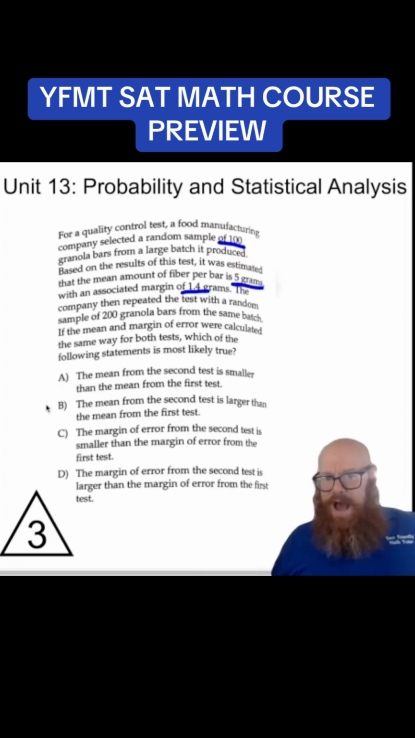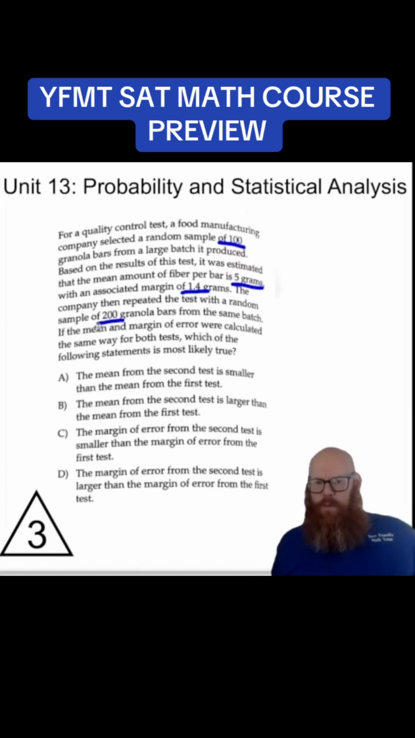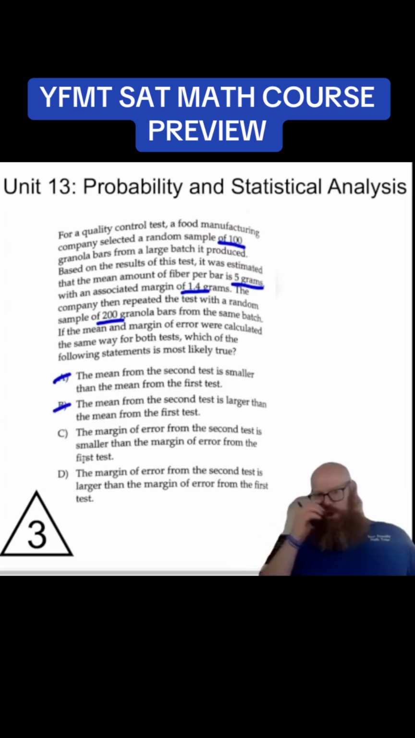Now, what happens when we make a sample and we increase the sample size? We want to think about what the mean and margin of error would likely be. There is no way we could possibly know what's going to happen with the mean, whether it's going to be bigger or smaller than 5. So A and B are just out. It really comes down to what's going to happen with the margin of error. This is an important concept that we need to know.